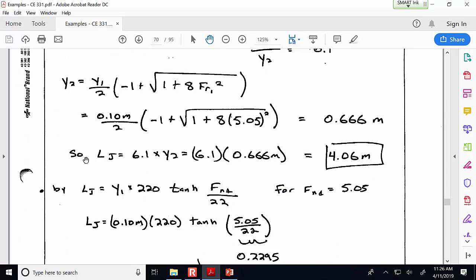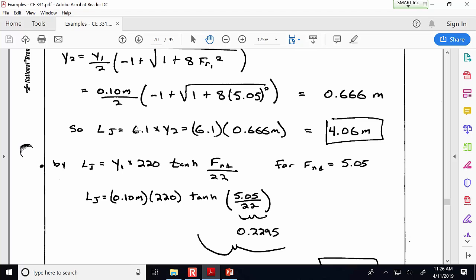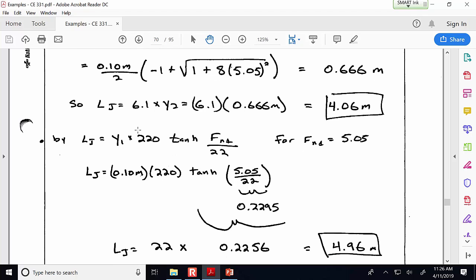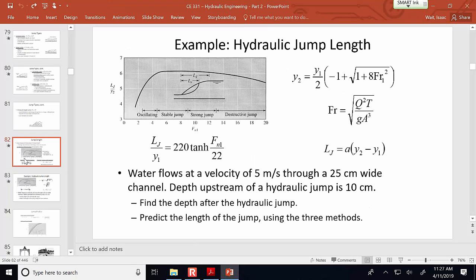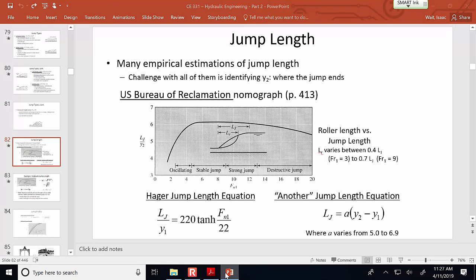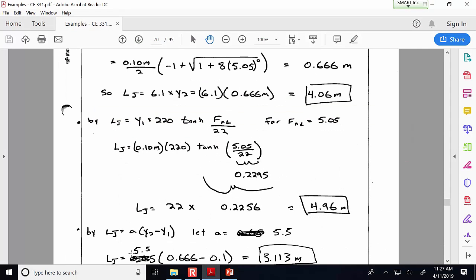So according to the nomograph method, that predicts that the jump length is going to be 4.06 meters. And the Hager equation is suggesting that it might be a little bit longer, 4.96 meters. And then this other jump equation presented by the book, if I took the middle value, it says that the coefficient may be between 5.0 and 6.9. So if I say, well, let's use 5.5, then that would give a jump length of 3.1 meters.